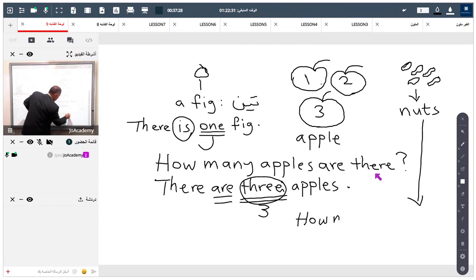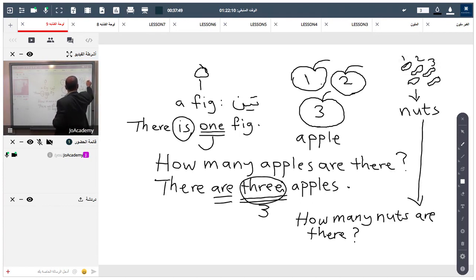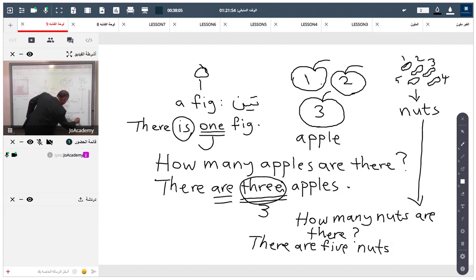How many nuts are there? There are 1, 2, 3, 4, 5. There are 5 nuts.